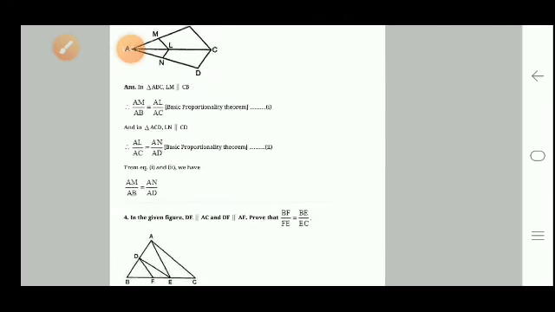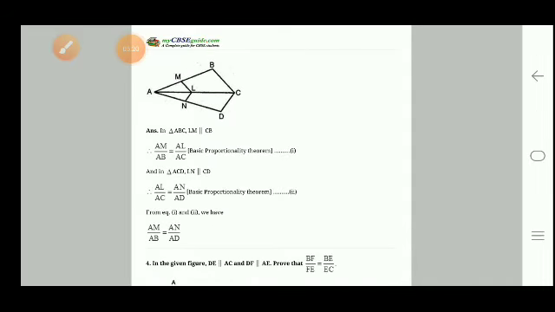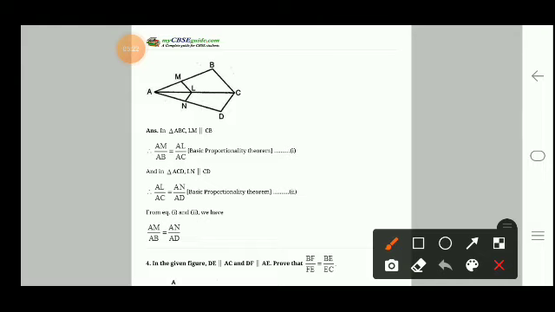So now looking at the figure carefully, this is one of the interesting questions. In triangle ABC, LM is parallel to CB, so we have AM over AB is equal to AL over AC. Likewise, if we consider triangle ACD, then we have AL over AC is equal to AN over AD. Now from equations 1 and 2, we have AM over AB is equal to AN over AD. So this we had to prove. So if the concepts are clear, things are very easy.